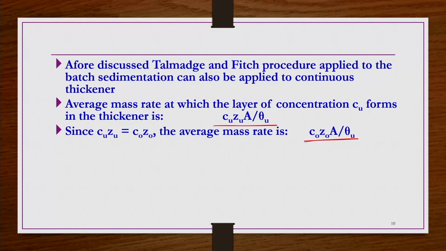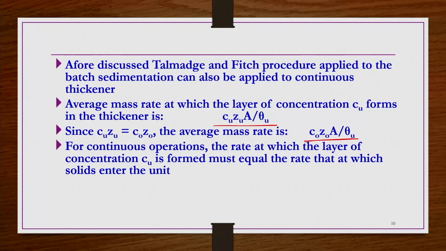Why are we doing this? Because initially Cu and Zu are not known, we are going to obtain them by this graphical method. However, we try to reduce the work so that we can get the required information with minimum effort. Here, Cu Zu is nothing but C naught Z naught, and C naught Z naught are known initially from the problem statement, so we can write that rather than Cu Zu. Then the average mass rate is nothing but C naught Z naught A by theta u.